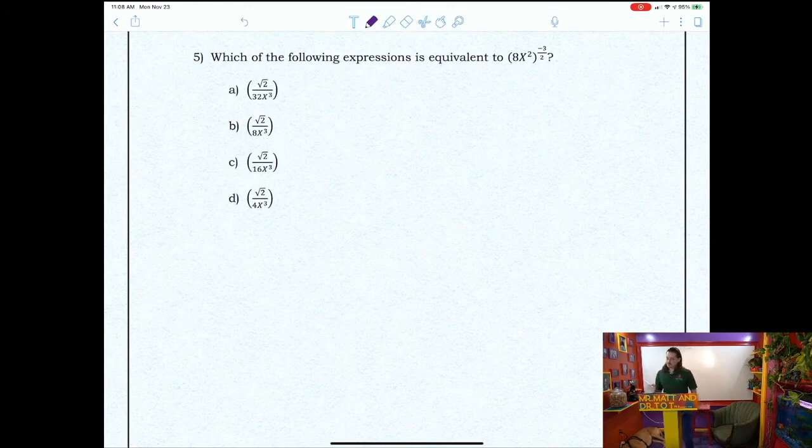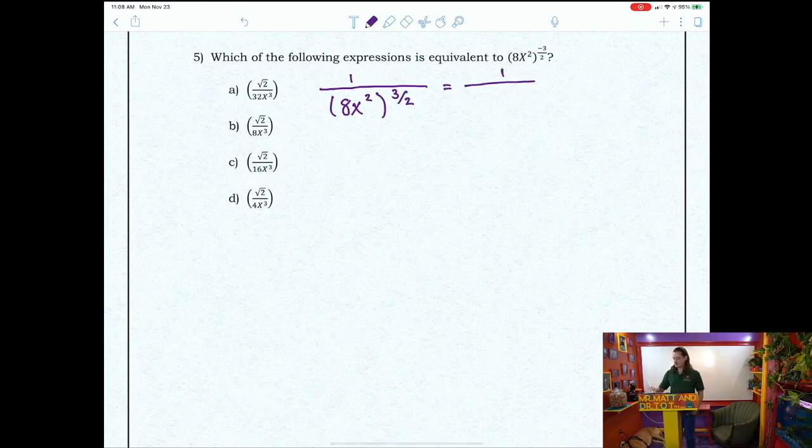Take a few moments, pause the video, and solve this problem. So same type of thing here as in number 4. First, we can translate this into a positive exponent by just writing it under 1. So this is the same thing as 1 divided by 8x squared, quantity raised to the positive 3/2 power. Now we can translate that fractional exponent into the square root of the quantity 8x squared, quantity raised to the third power.